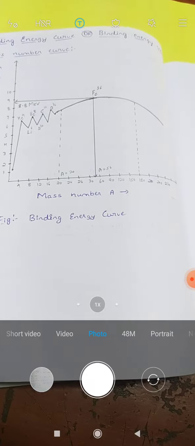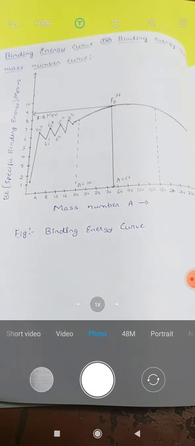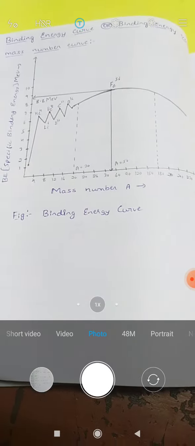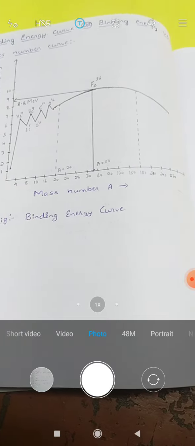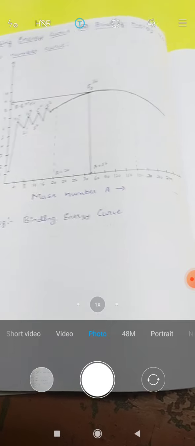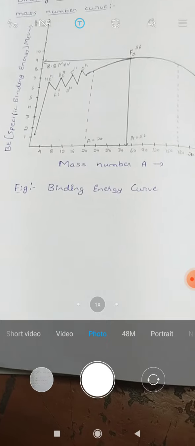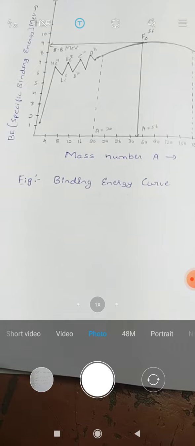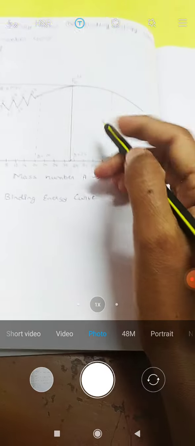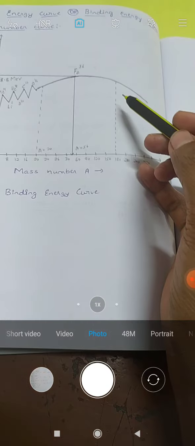All the elements after uranium, we call radioactive elements, because their specific binding energy is decreased and lower. Next, the 6th point is that the binding energy curve gives a clue to the mechanism by which nuclear energy is released. In this particular region, the nuclear energy is released in the nuclear reaction.